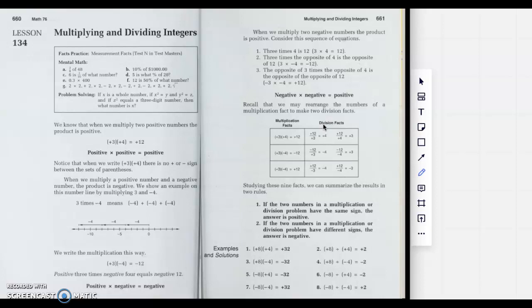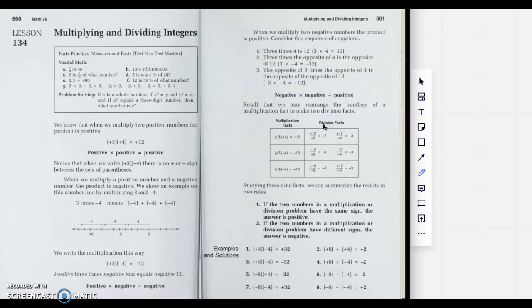Today, you guys are going to be doing lesson 112. In my crazy old textbook, it is lesson 134, but that is not the case for you. It should be 112. So make sure you've done your facts practice warm up, your mental math warm up, your problem solving warm up, and then let's dive into what we're going to do today.